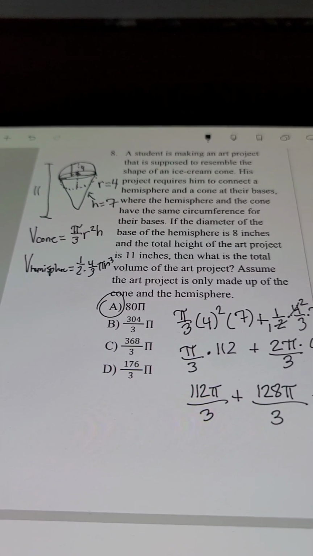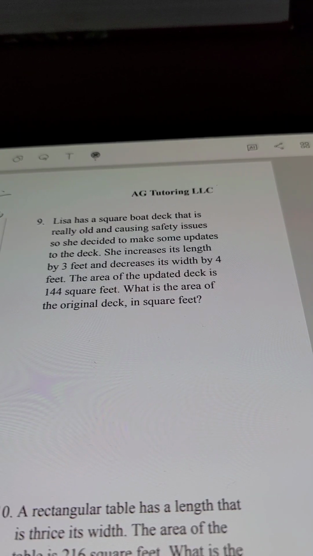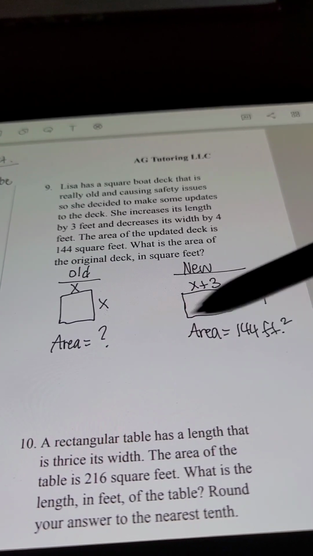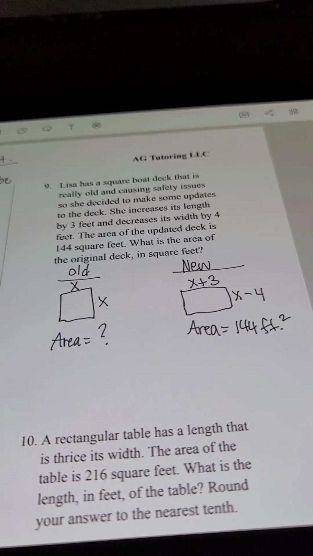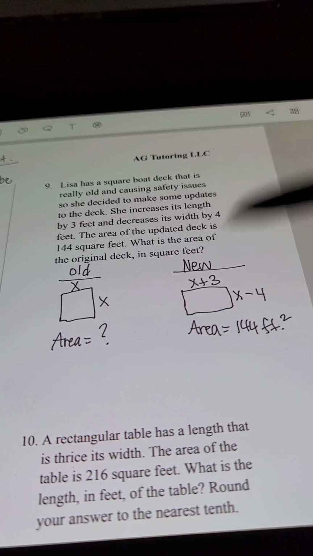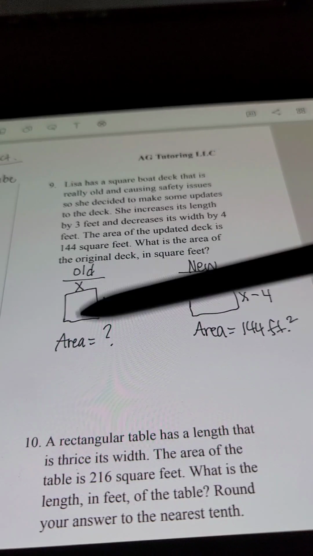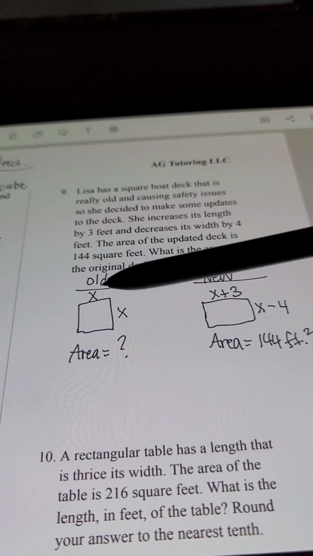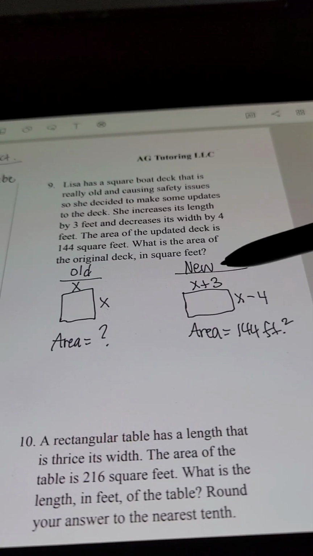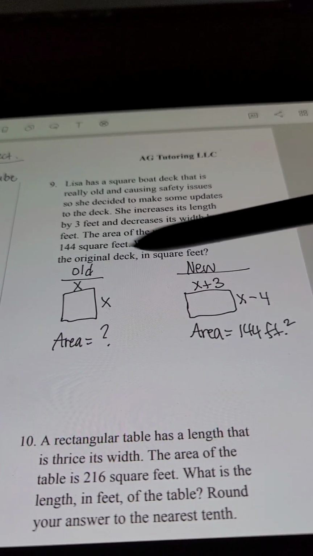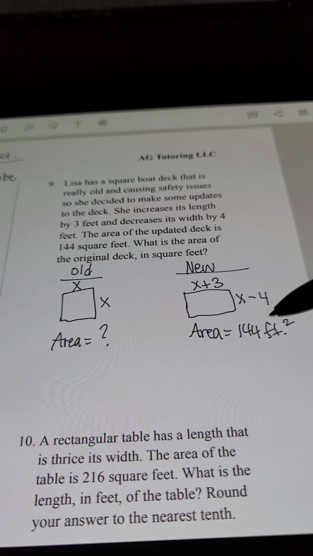A. Okay, pause, read number 9 if you haven't already. So I like to write out my given information like this in a visually pleasing way because it helps me out. And I recommend a lot of people do that as well. So the question's asking the area of the original deck. Remember, it's in a square, so each of the sides is equal. That's why I did x and x. And then the new situation is going to be, okay, we're going to add 3 to one side, and then we're going to subtract 4 from the other.